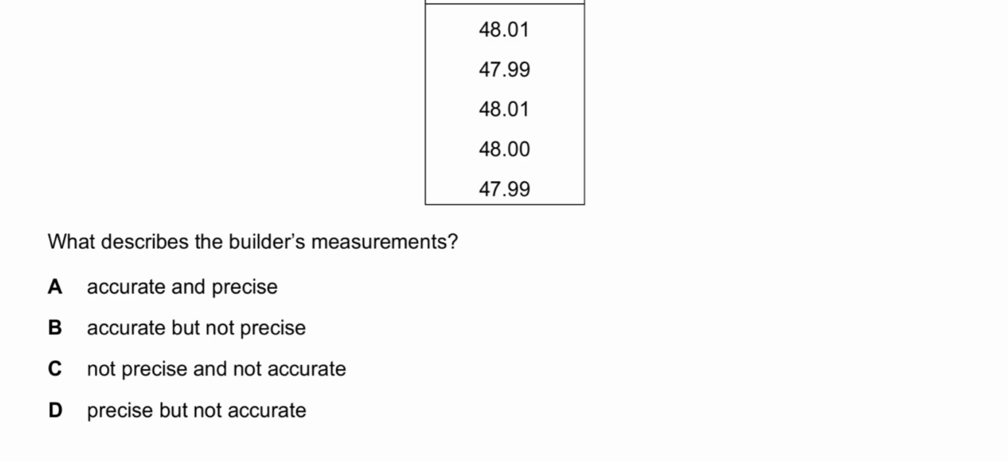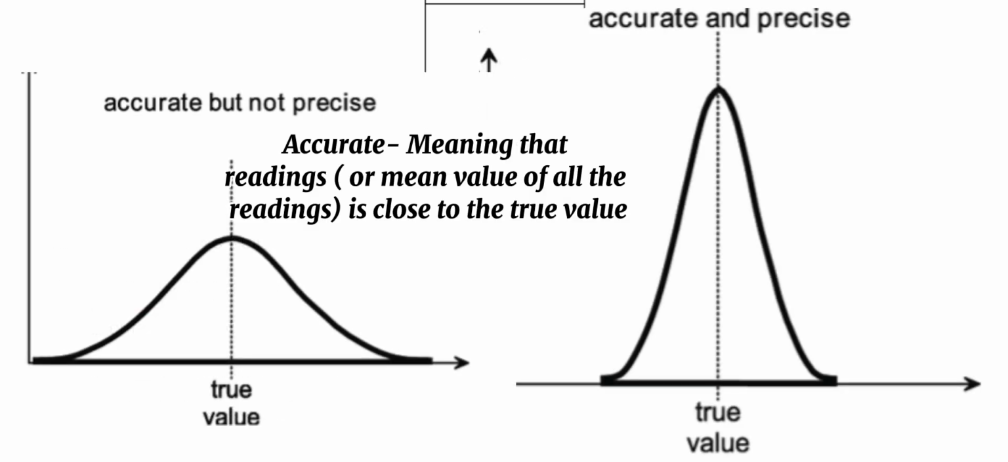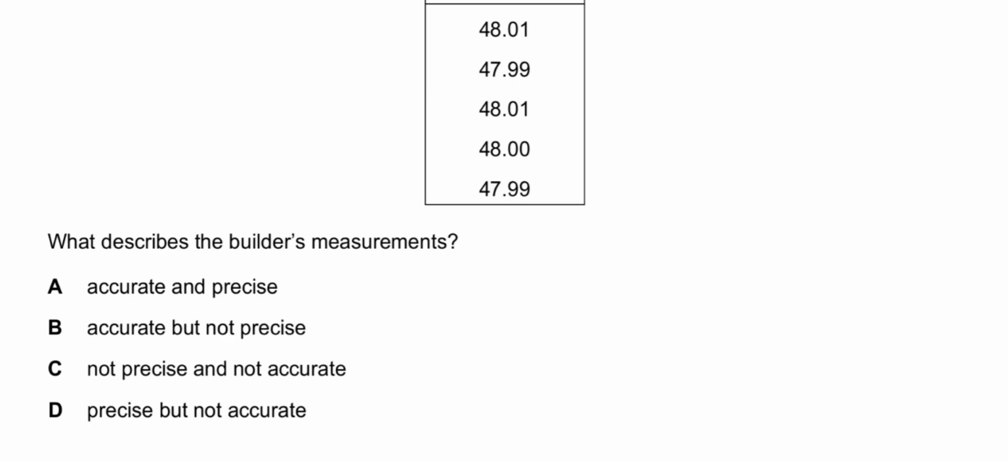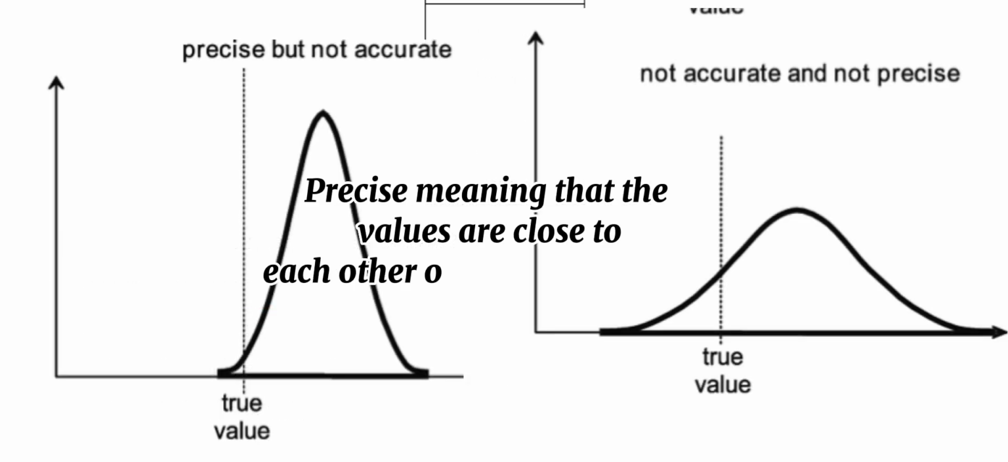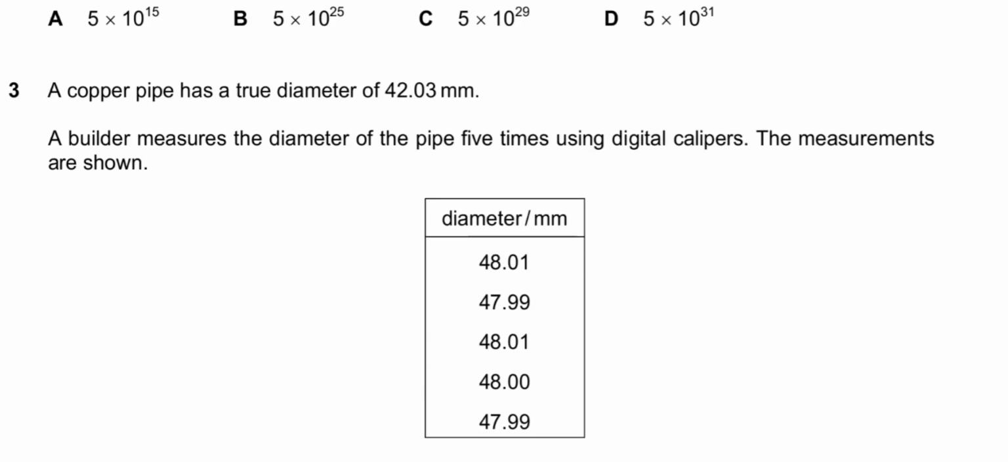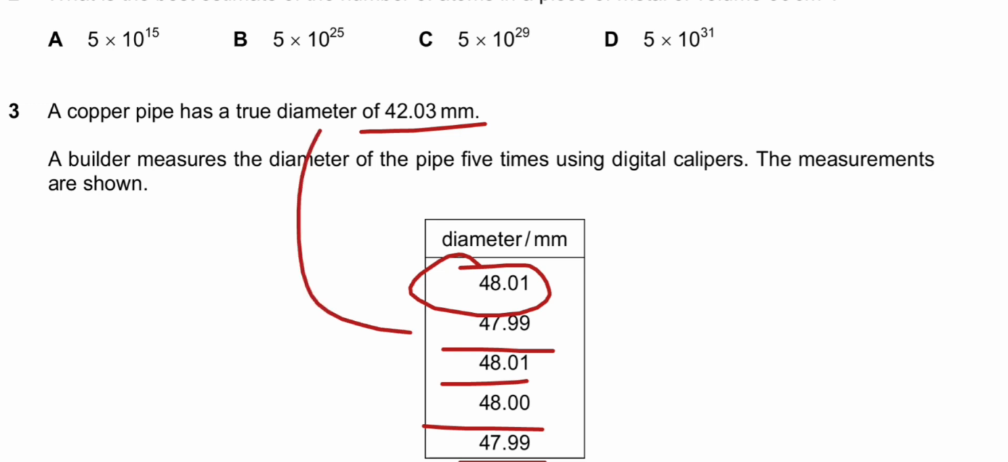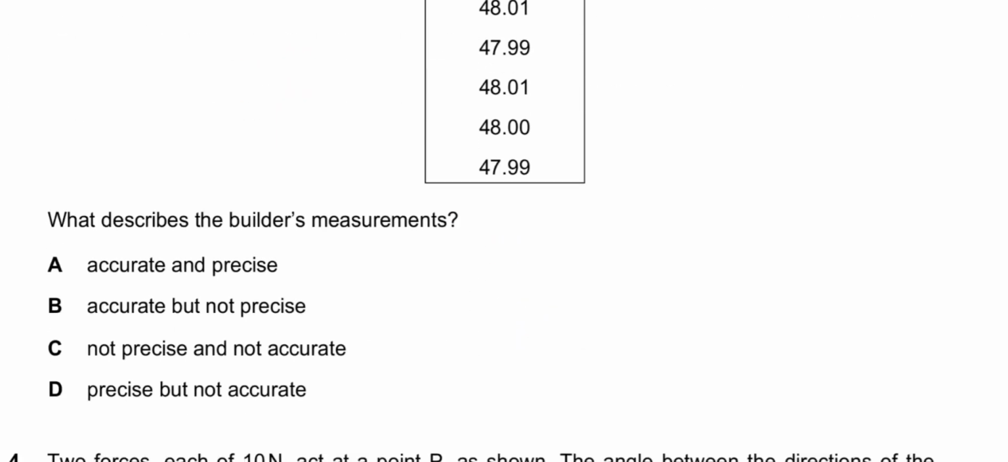So the first thing to notice here is that they either have to be all accurate, or all not accurate, or all precise, or all not precise. So if we go to our question, the true value is 42, but this one is 48, this one is 47, 48, 48, 47, meaning that these values are nowhere near this particular true value. Therefore, these values are not accurate, meaning that A is wrong and B is wrong, and we're left with C and D. So we have to decide, are they precise or are they not precise?